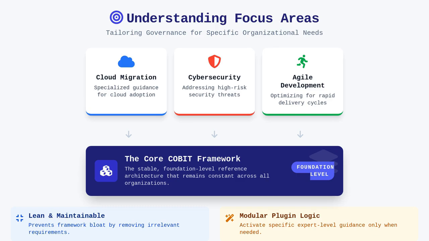Focus areas, however, act as modular plugins that you can activate when your governance system needs to deal with particular challenges like cloud migration, cybersecurity, or agile development. By keeping these separate from the core, ISACA ensures that the primary framework remains lean and maintainable while still providing deep, expert-level guidance for niche areas. This architectural choice prevents the framework from becoming bloated with too many requirements that might not apply to every enterprise at every point in time.